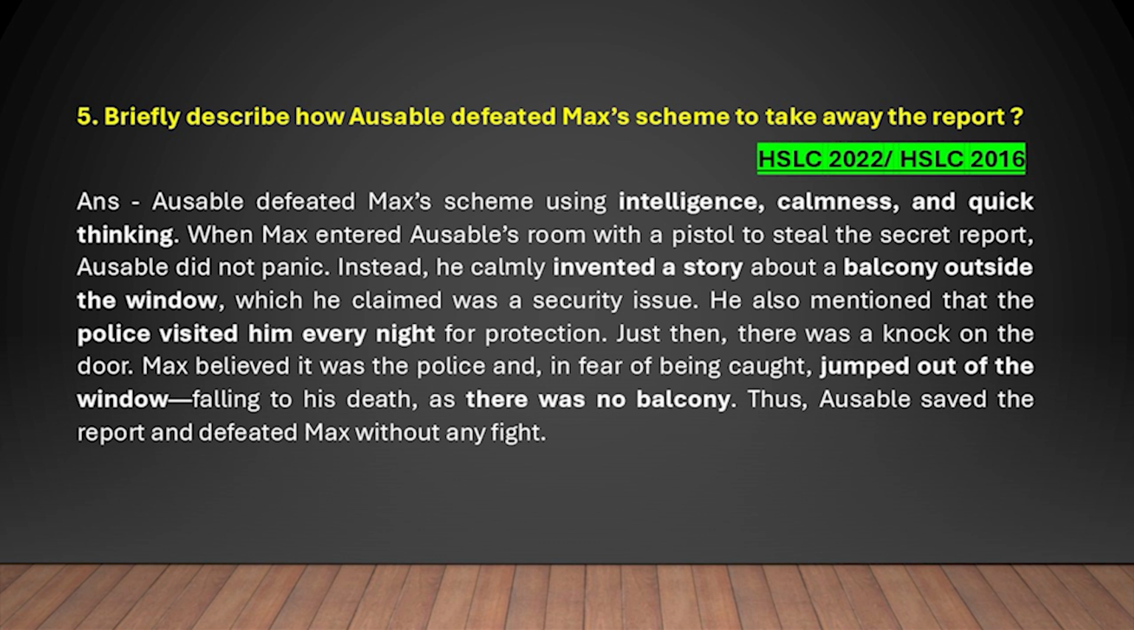He also mentioned that the police visited him every night for protection. Just then, there was a knock on the door. Max believed it was the police and, in fear of being caught, jumped out of the window, falling to his death, as there was no balcony. Thus, Ausable saved the report and defeated Max without any fight.